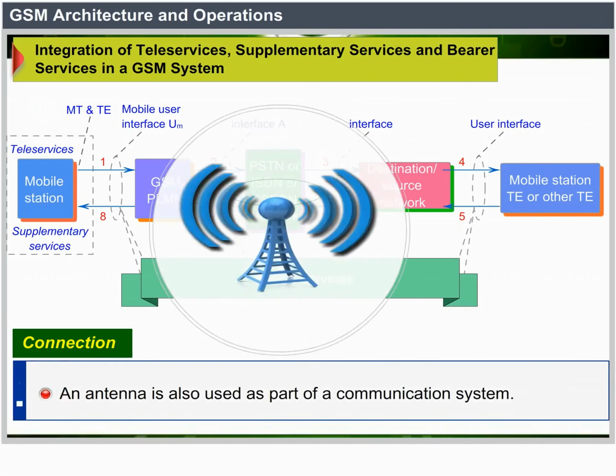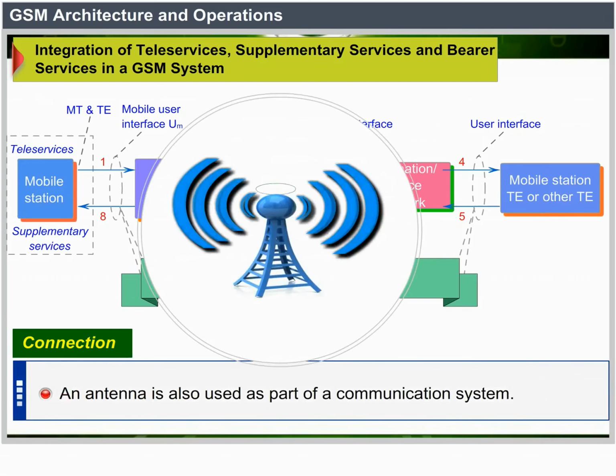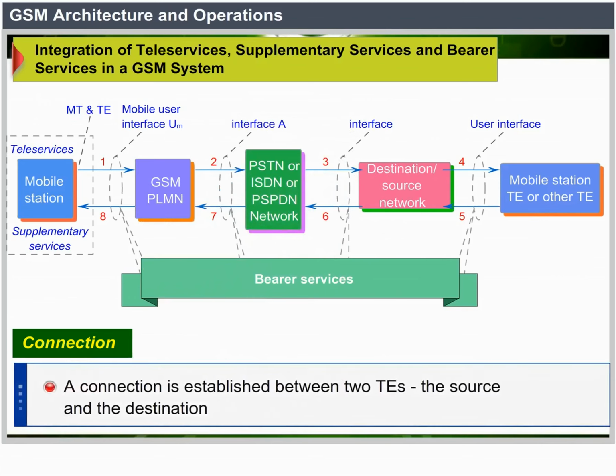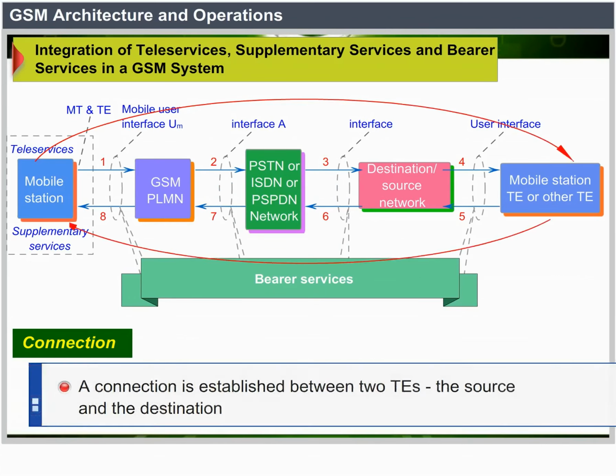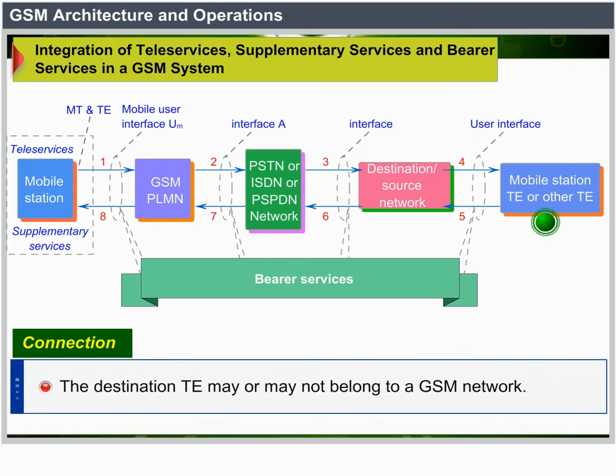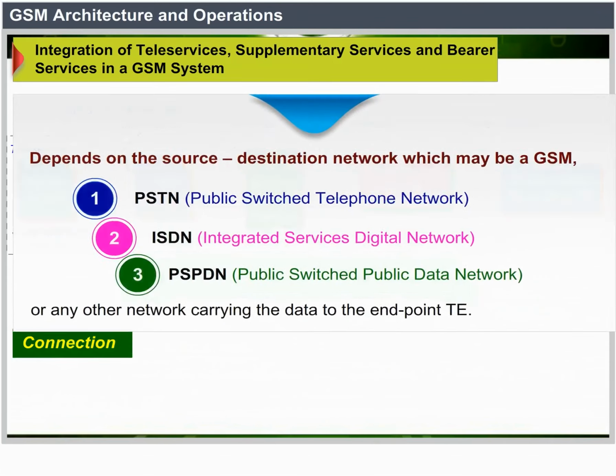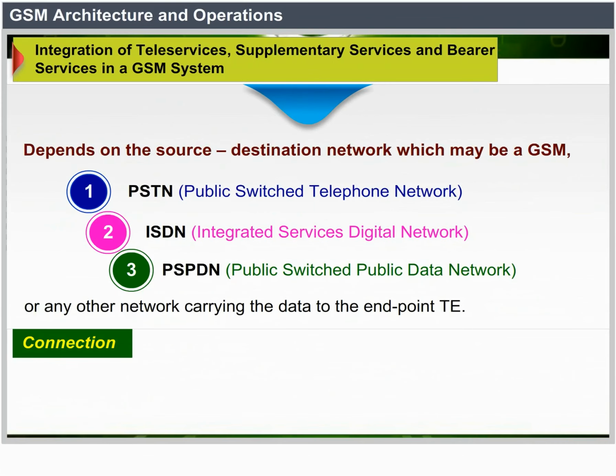An antenna is also used as part of a communication system. A connection is established between two TEs, the source and the destination. The destination TE may or may not belong to a GSM network. Depending on the source and destination, the network may be a GSM, PSTN (Public Switched Telephone Network), ISDN (Integrated Services Digital Network), PSPDN (Packet Switched Public Data Network), or any other network carrying the data to the endpoint TE.